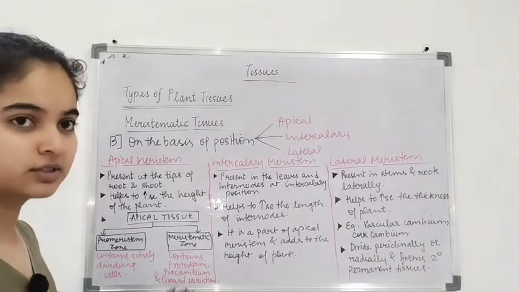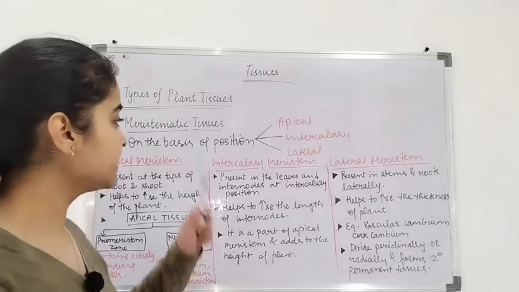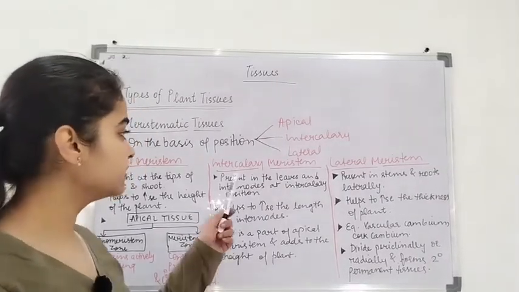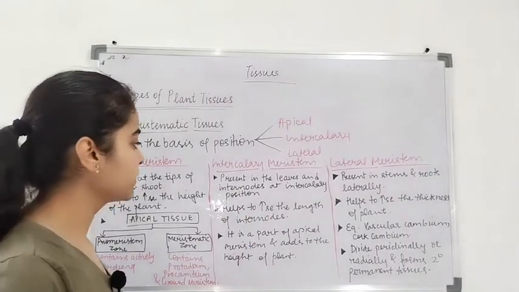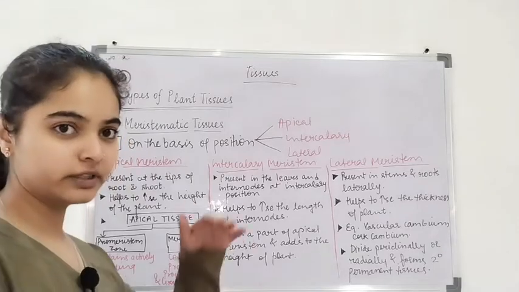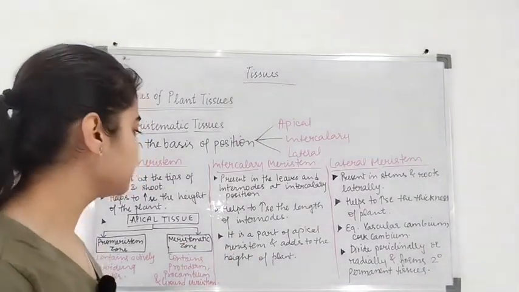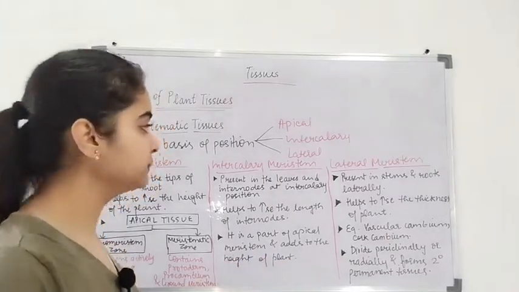We will discuss about this also later in this video. Second is intercalary meristem. Intercalary meristem is present in the leaves and internodes at intercalary position. It helps to increase the length of internodes, thus it adds to the height of plant. It is a part of apical meristem and adds to the height of a plant.